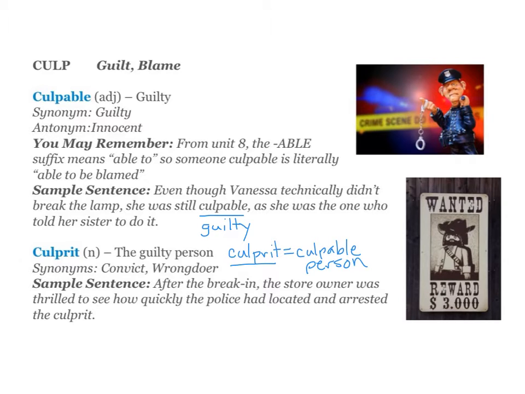Your synonyms are convict or wrongdoer. And your sample sentence: After the break-in, the store owner was thrilled to see how quickly the police had located and arrested the culprit, right? Culprit there, culpable person or guilty person, the person who committed the crime.